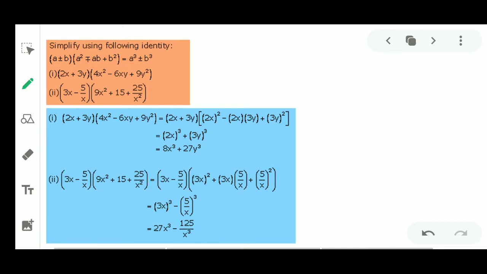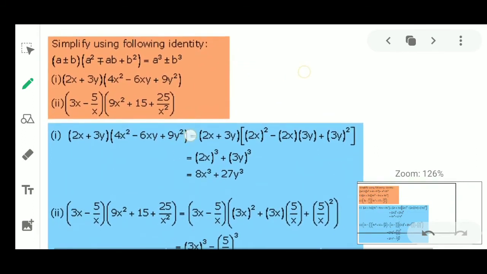Next example: simplify using the following identity, that is a plus minus b into a square minus plus ab plus b square equals a cube plus minus b cube.